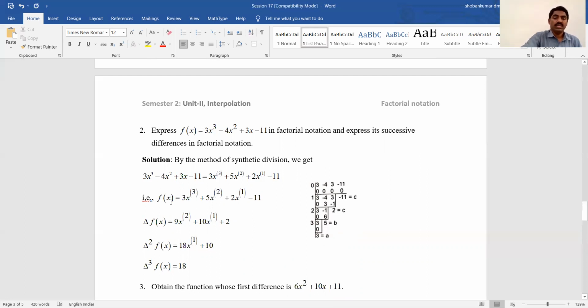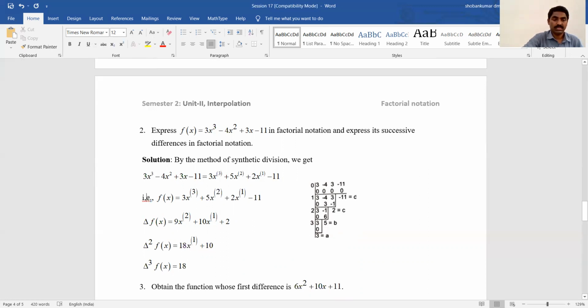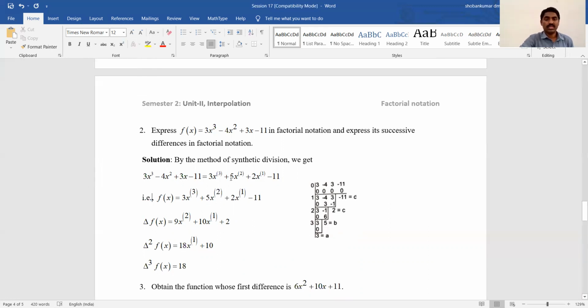Now f of x is equal to 3x cube plus 5x squared plus 2x to the power 1 minus 11. Applying delta on both sides, delta of f of x is equal to delta of 3x cube. It is like differentiation. 3 3s are 9x to the power 2 plus 2 5s are 10x to the power 1, it becomes 2 into 1 is 2. The constant difference should be 0.